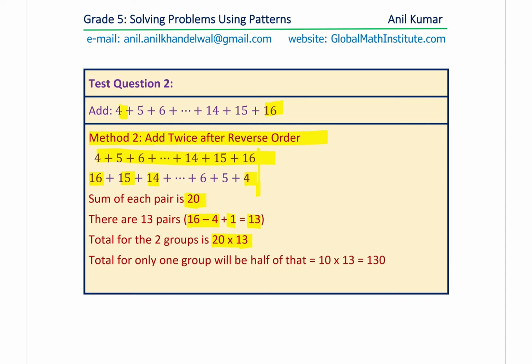So when we have odd numbers, this is a very good strategy. You don't have to worry about the center number. Center number sometimes is very difficult to find. Okay, so we found that when we add, we have 20 and we have 13 of these numbers. Multiply by 20 will give us the sum of two series, right? So that gives you total for two groups, not one, because we added them twice, correct? Two groups. So the total of only one group will be half of this.